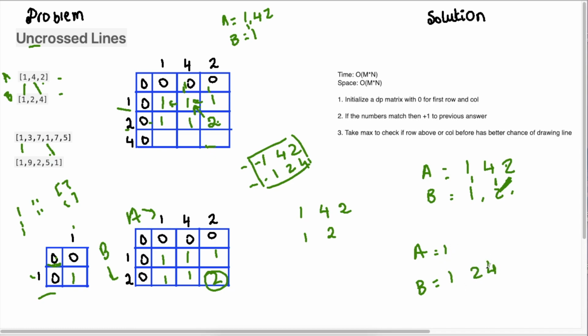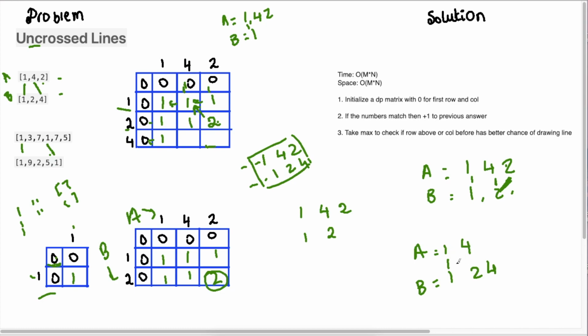So if I had this combination of elements, what would be my number of uncrossed lines I could draw? It could only be 1, right? So by doing this, by looking left and up, we get our 1 here. And then we come to the next spot. And what does it mean to come to the next spot? That means we have included one more item. So we have included this 4 in our A.